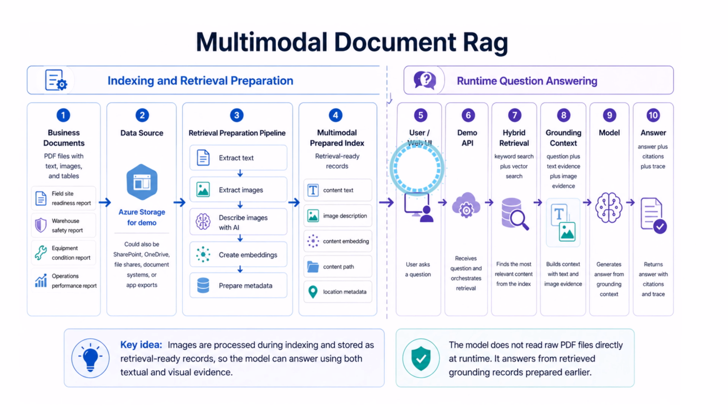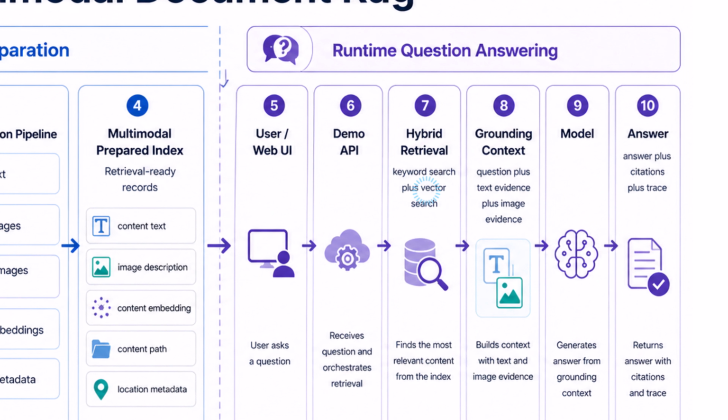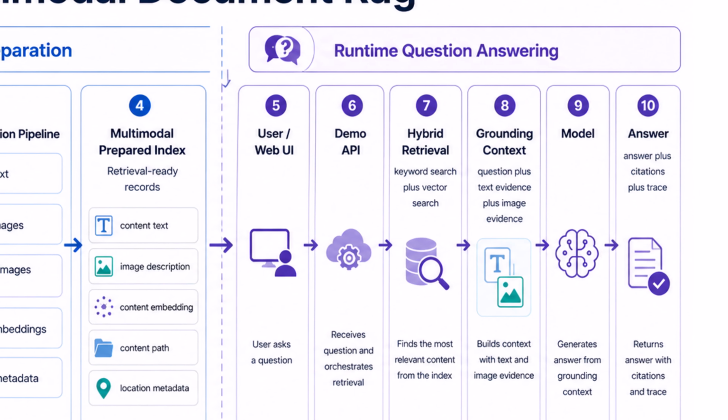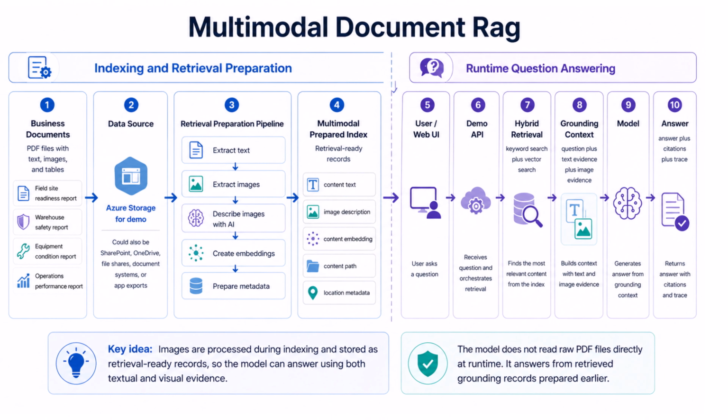The question is received. Azure AI Search hybrid retrieval is executed. The primary document is selected. Grounding records are prepared, and the model answer is returned to the UI. The goal is not just to have the model say yes or no. The goal is to show why the model reached that conclusion.